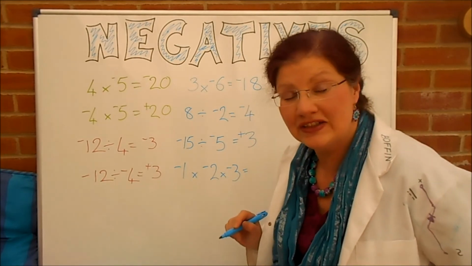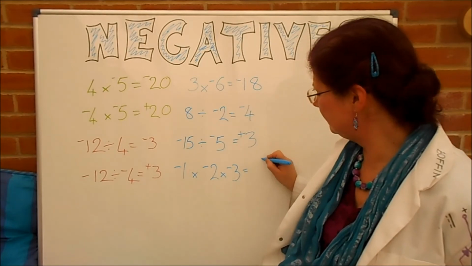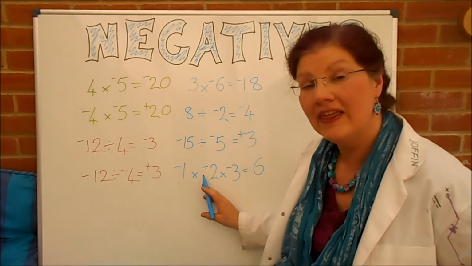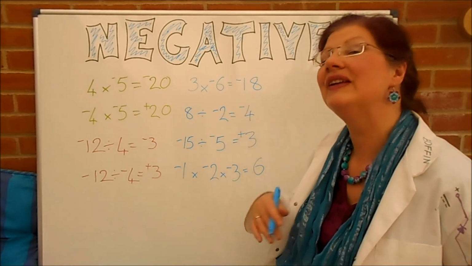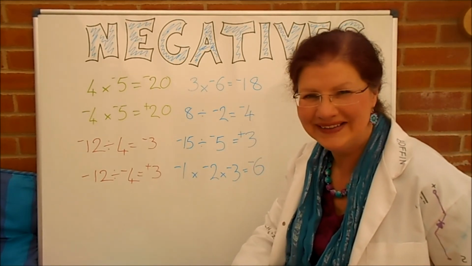Here we've got 3 digits. That's absolutely fine. A 1 times a 2 times a 3 is going to be a 6. That would flip it to negative 6. That one flips it back to positive 6. And that one flips it back again to negative 6. Did you get that one?